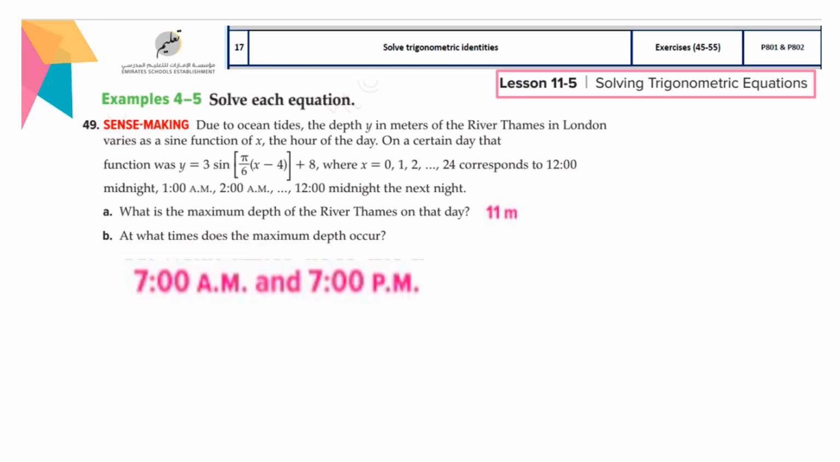Okay, so let's solve this very important word problem. First, we are going to highlight the important information and then we are going to solve it step by step. There are two parts to this question, so let's read it carefully.